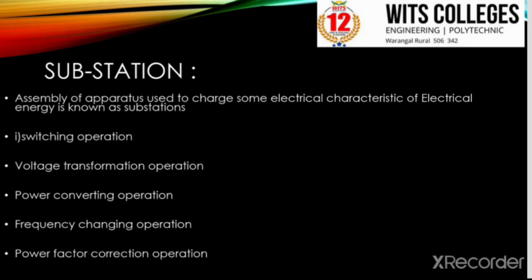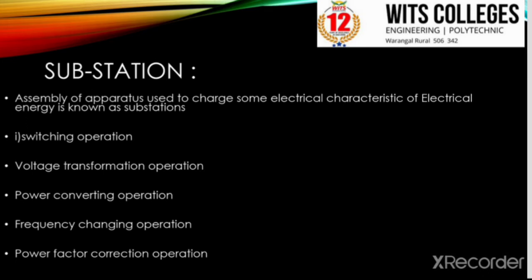Coming to the switching operation, it means to switch on and off the power lines. The next one is the voltage transformation operation, nothing but to change voltage from high level to low level or low level to high level. And to change AC power into DC power, or from DC to AC, we use the power converting operation in a substation. And to change the supply frequency level, from high to low or low to high, we use the frequency changing operation.